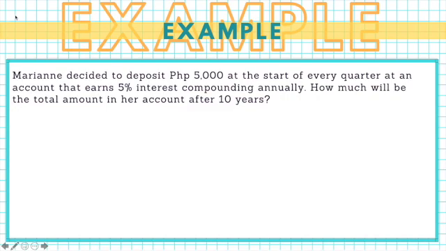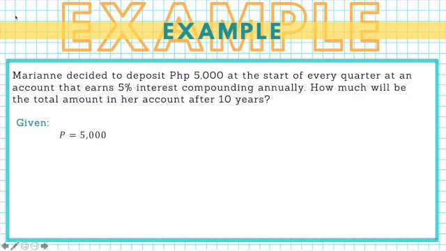Okay, Marian decided to deposit 5,000 pesos at the start of every quarter at an account that earns 5% interest compounding annually. So the question is, how much will be the total amount in her account after 10 years? Again, we start with the given values.